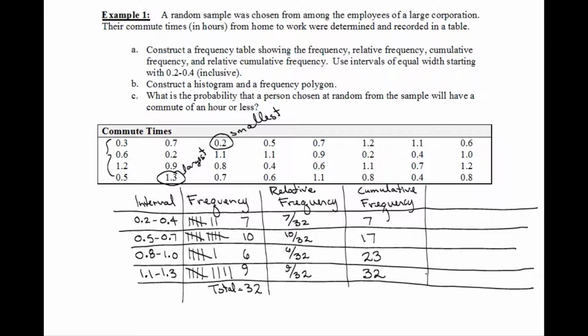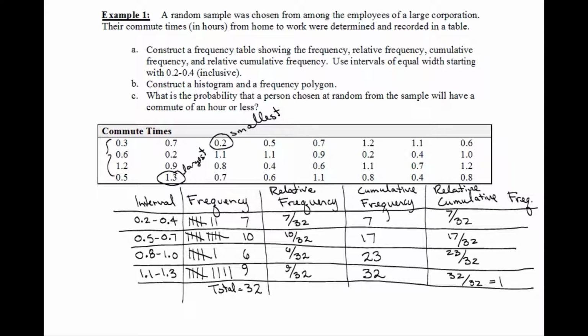From here, I bet you already know now what we mean by relative cumulative frequency. So that's going to be all those cumulative frequencies except with respect to the whole. In other words, what portion of the whole will it be? So 7 over 32, 17 over 32, 23 over 32. And this last one, 32 over 32, had better turn out to be 1. If it's not, something is wrong.